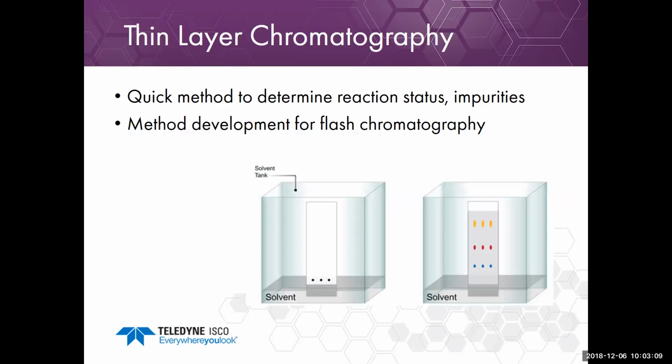Thin layer chromatography is something we're familiar with. It's a quick method to determine reaction status and impurities, and it's a good method for flash chromatography. You can use C18 TLC plates, but it takes a very long time.